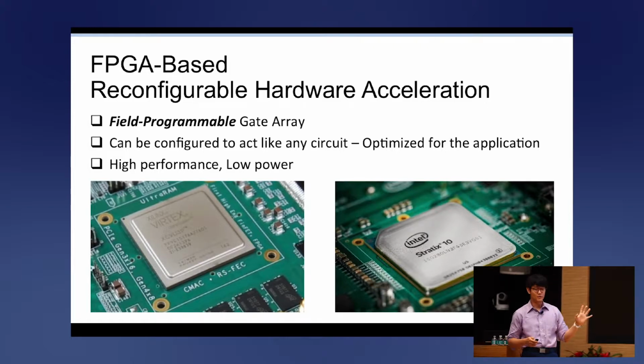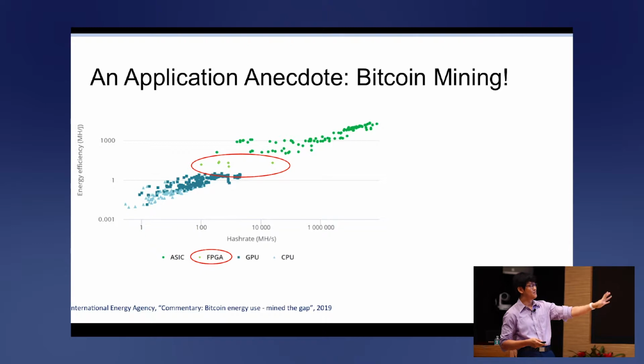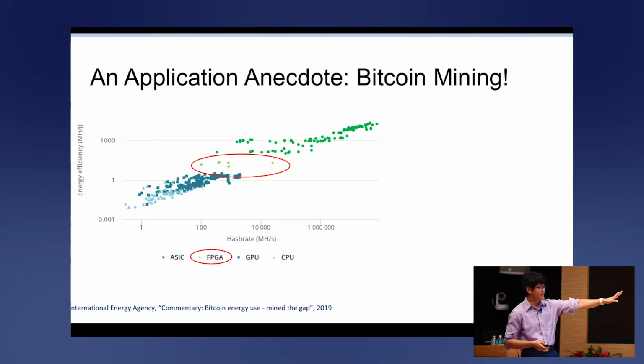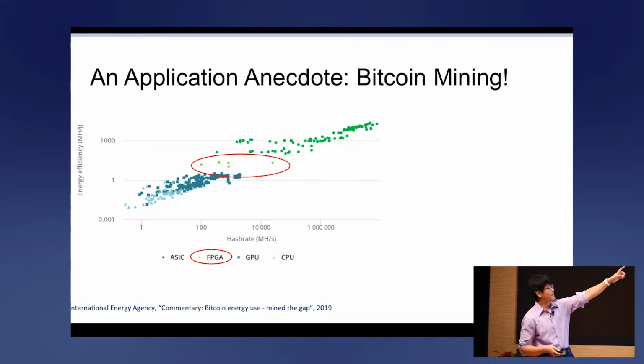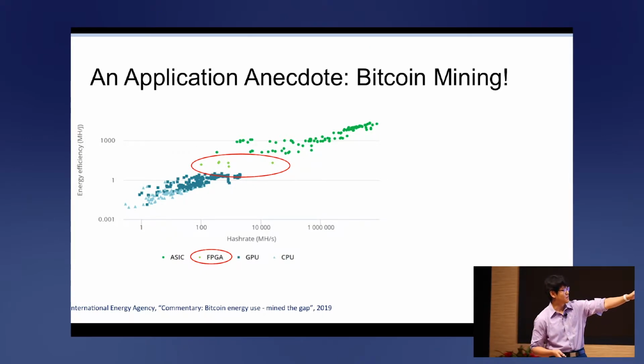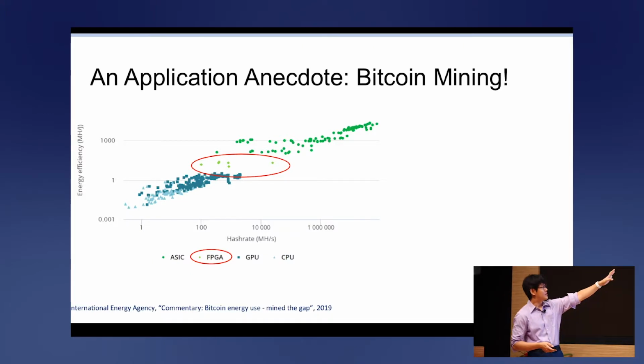To put that into context compared to other technologies, here's an anecdote and application: Bitcoin mining. These are numbers from some people that collected them. Typically, and this pattern continues for most other applications as well, FPGAs, you can see in the middle, the performance is typically similar to, or overlaps with, totally optimized ASIC chips, while the energy efficiency is typically significantly better than GPUs.